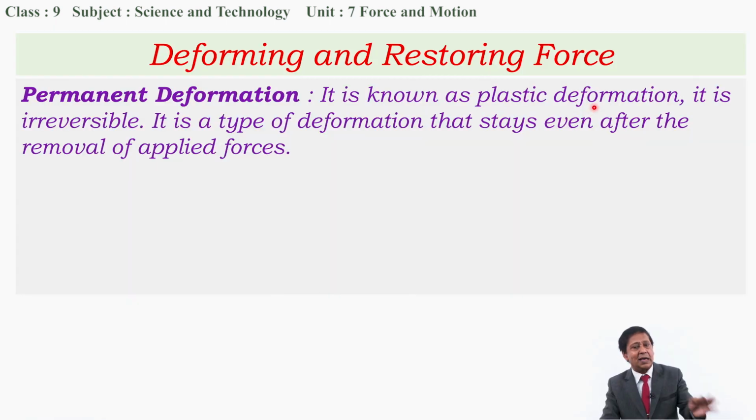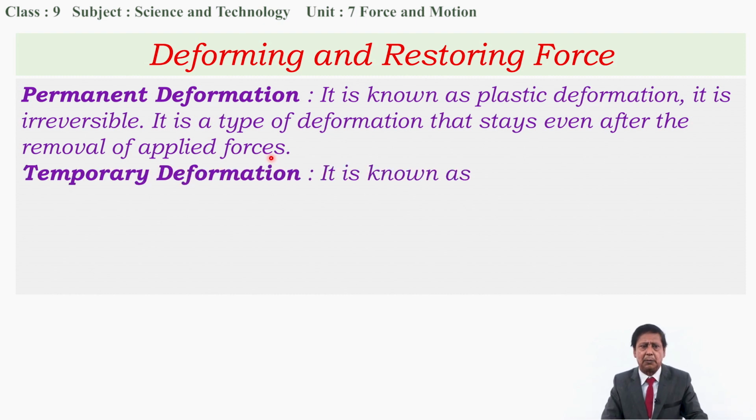What is permanent deformation? It is known as plastic deformation. It is irreversible. If I pull this using a lot of force, then it will break, permanently deformed. That's why it is known as plastic deformation. It is a type of deformation that stays even after the removal of the applied force. When I stop applying force, then what happens? This rubber band is already broken down and permanently it is deformed. This is called permanent deformation.